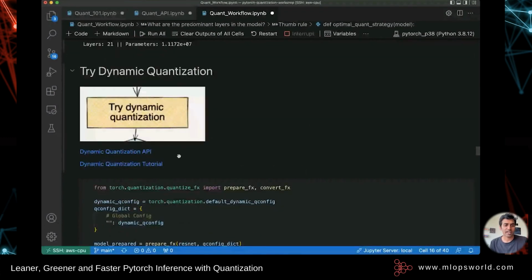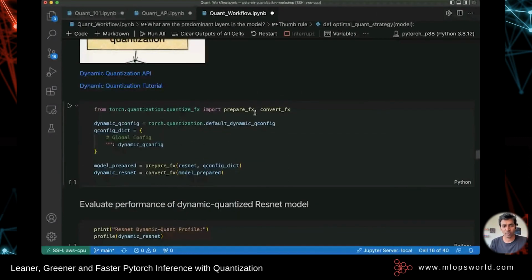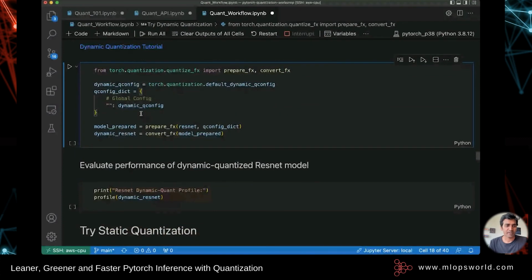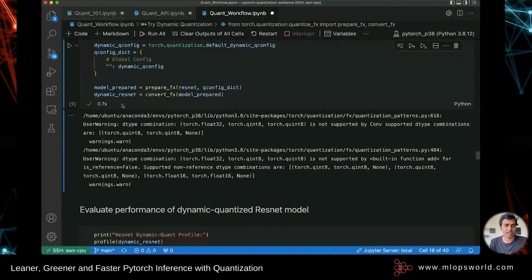So I have a few links here to the dynamic API and the tutorial if you'd like to learn more about how to use this. But all of the cells right now are going to follow a very similar format. So we're going to use the default qconfig that's offered in Torch. And we set that in the qconfig dictionary. This basically tells the quantization module that we want to use this configuration for all of the layers in the model. So we just prepare the model and then we convert it. All of the other things are handled by PyTorch automatically under the hood. So we have our dynamic quantized model in this.